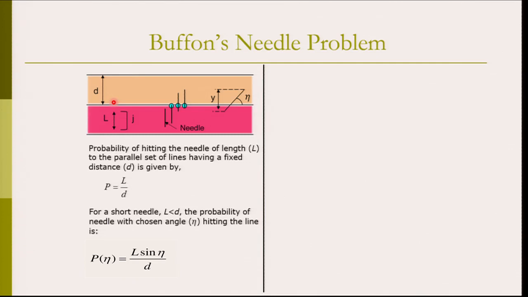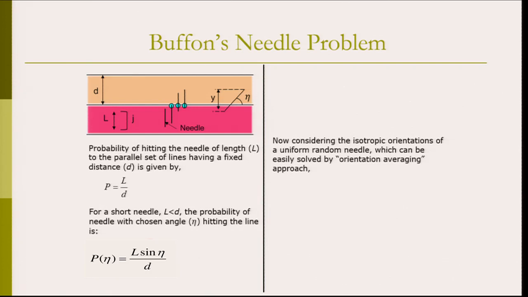So, for a short needle, the probability of a needle with chosen angle eta hitting the line, p eta, is equal to L sin eta by d, because eta is the angle made between the needle and the line. So, one can easily calculate the probability of a needle with the chosen angle eta hitting the line in terms of L sin eta by d.